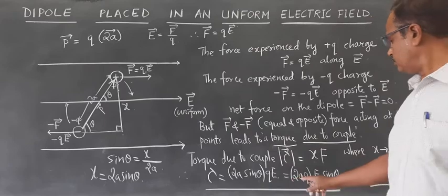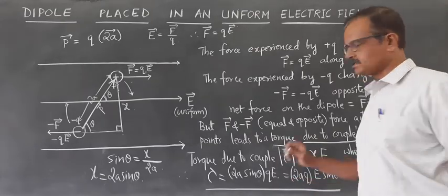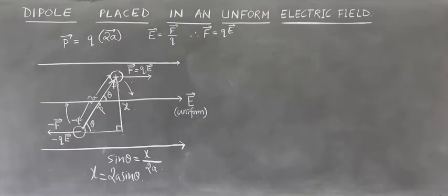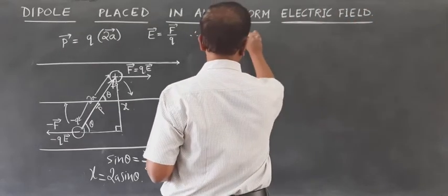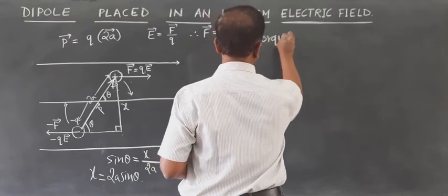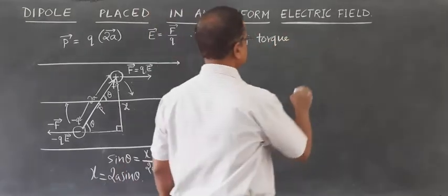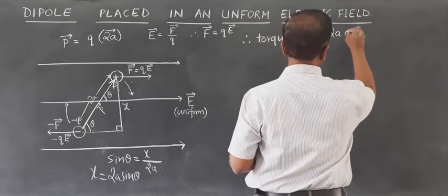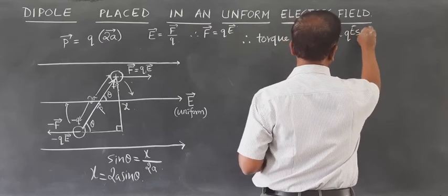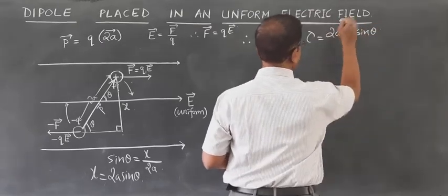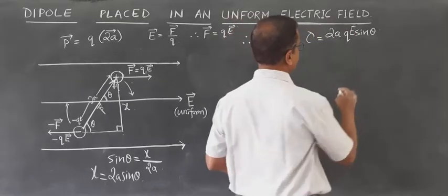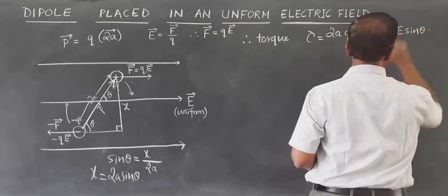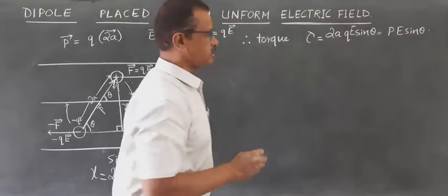Torque tau equal to 2aQ E sin theta. Therefore, torque due to couple tau is equal to 2aQ E sin theta. 2aQ can be written as p. 2aQ is equal to p. So I can write it as pE sin theta. So this is the magnitude of the torque.